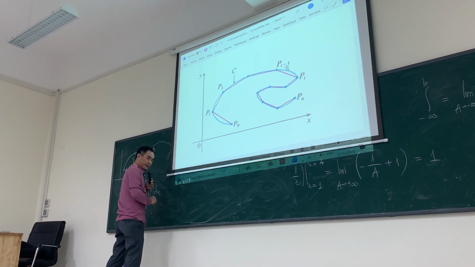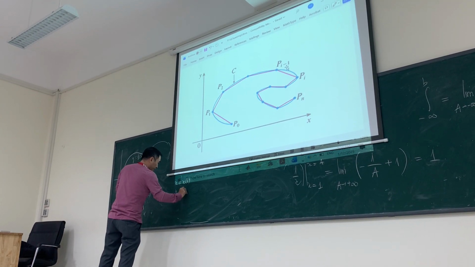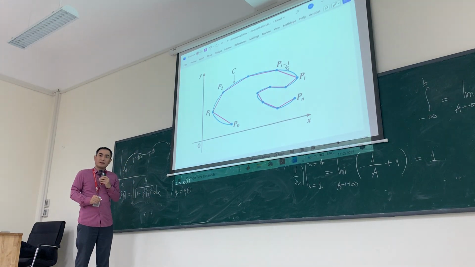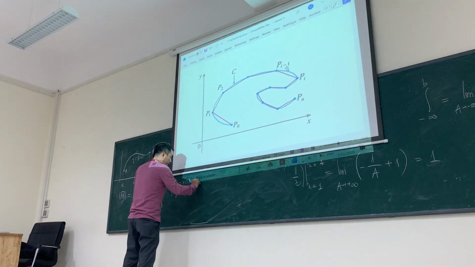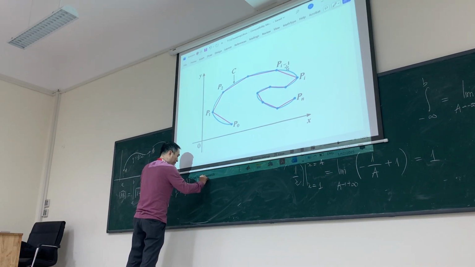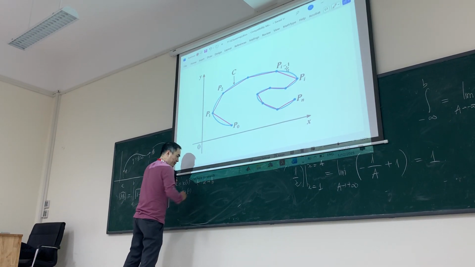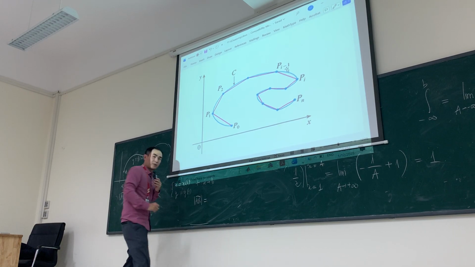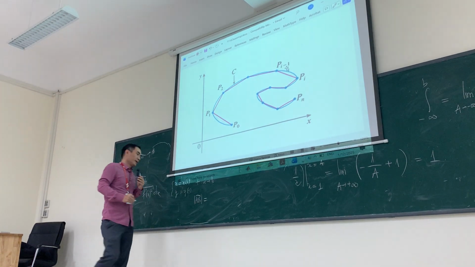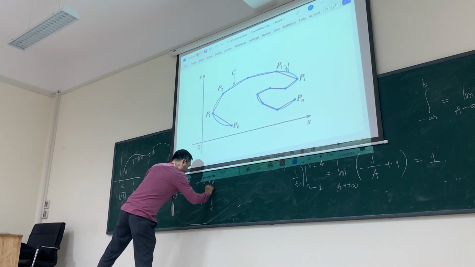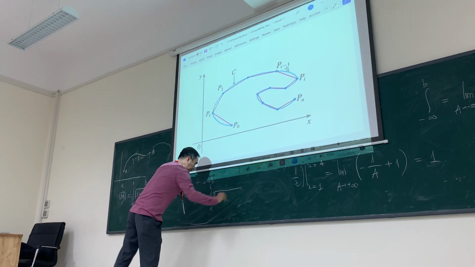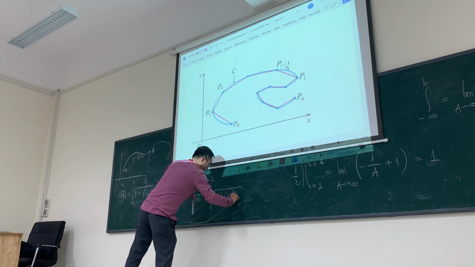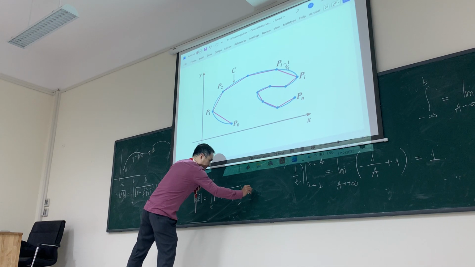If x equals f(t), y equals g(t). The formula for arc length, it's going to be the integral from a to b. The formula for arc length is equal to the integral from a to b of the square root of f'(t) squared plus g'(t) squared dt.